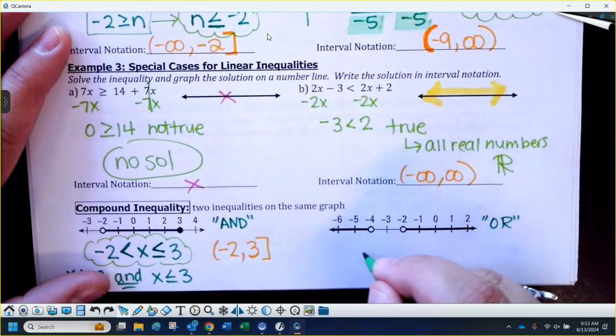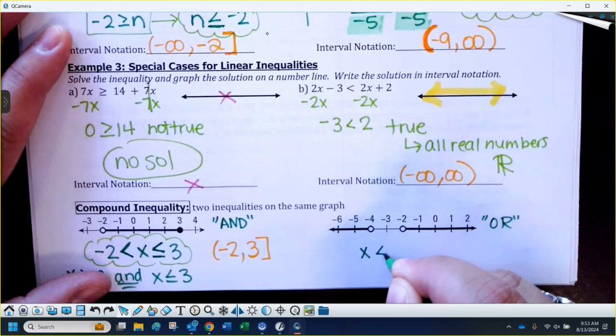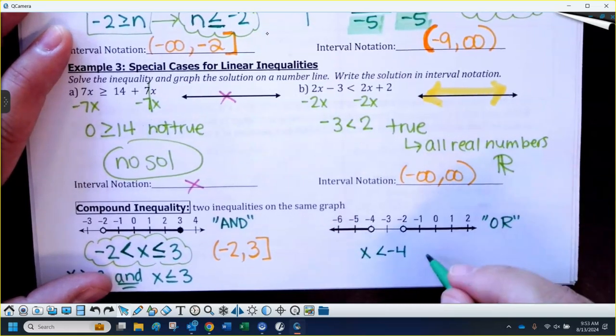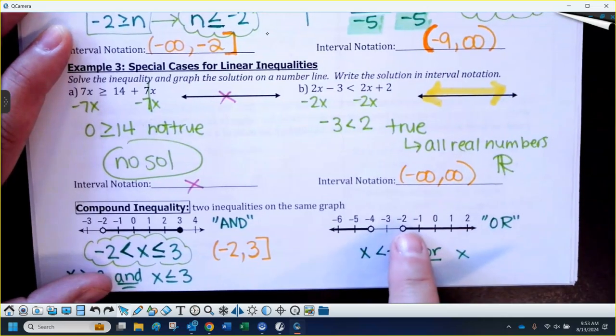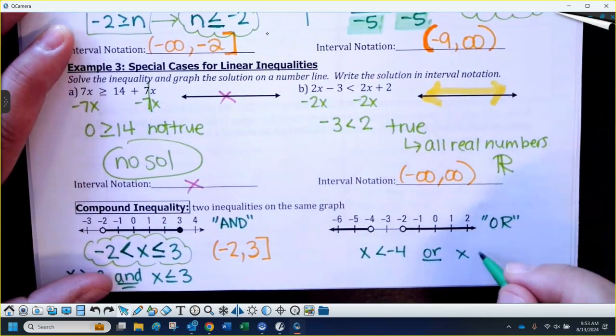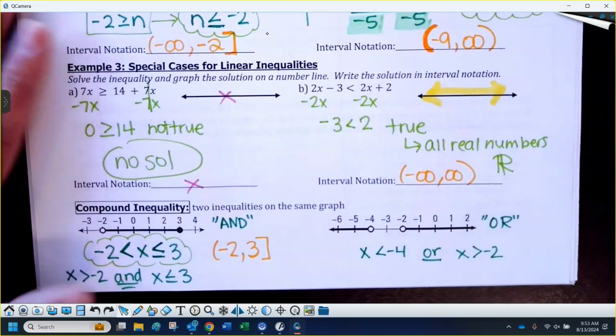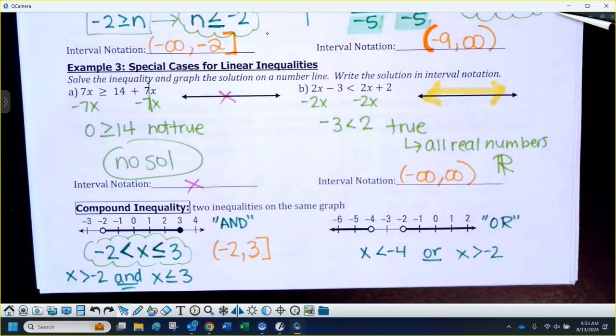So I've got one pointed to the left. So I'm going to say X is less than -4, or X, the other one is an open circle at -2 and goes to the right, greater than -2. You cannot put those together like I did here. They have to stay as two separate inequalities.